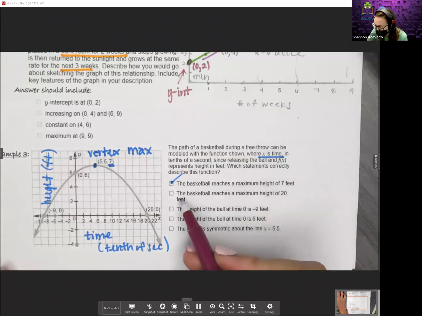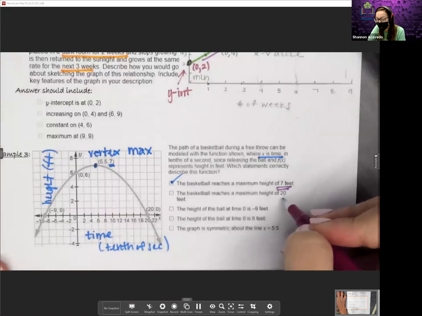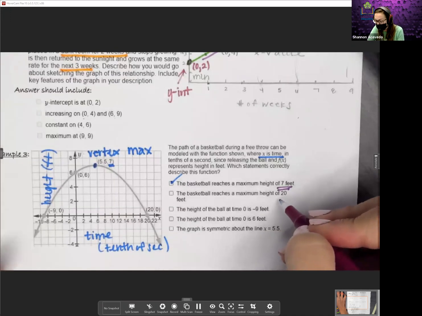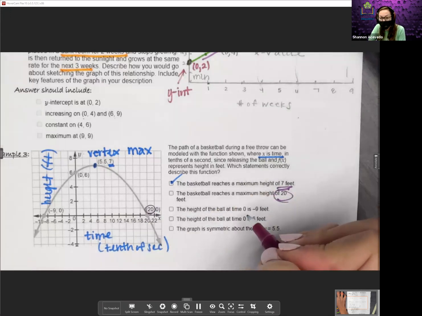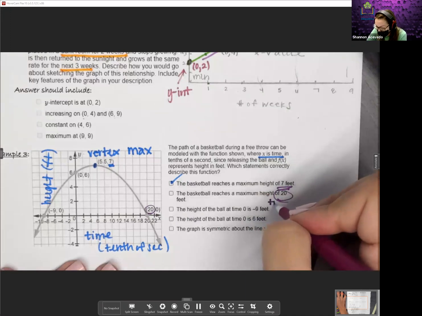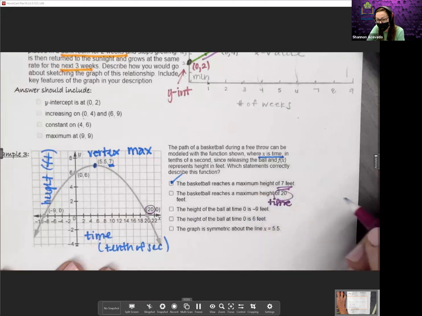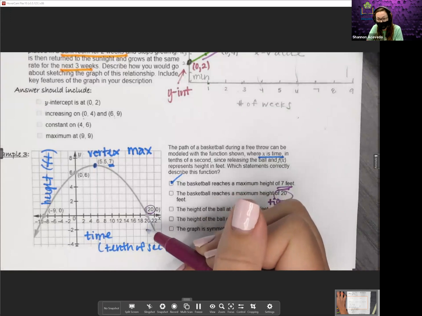This one says the basketball reaches a maximum height of 20 feet. Well, it can't be both of these. We already said it's going to be a max of 7, so we know this can't be the case. But where does this 20 come from? That's because there's this 20 here. But what does that 20 actually represent? That 20 is representing the time, in tenths of a second. So when the ball hits the ground, when it's at 0 feet, it took 20 tenths of a second.